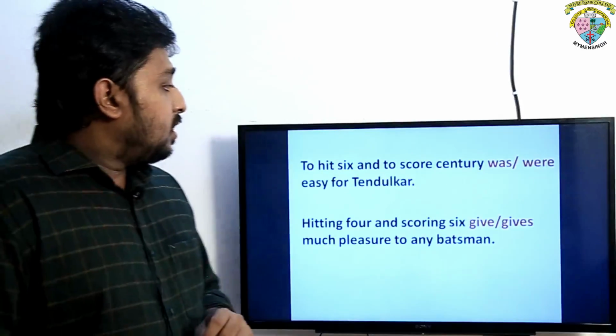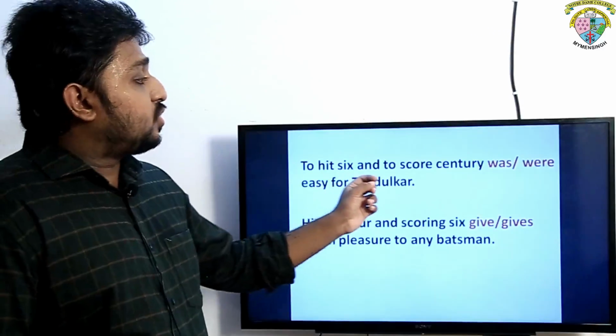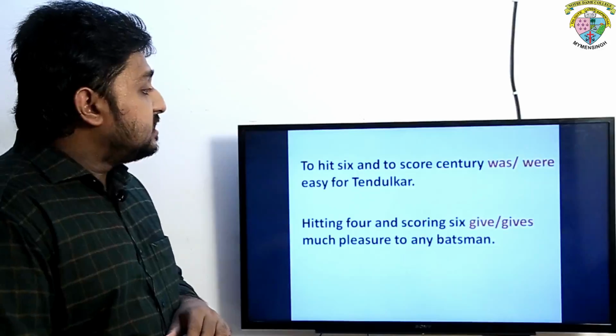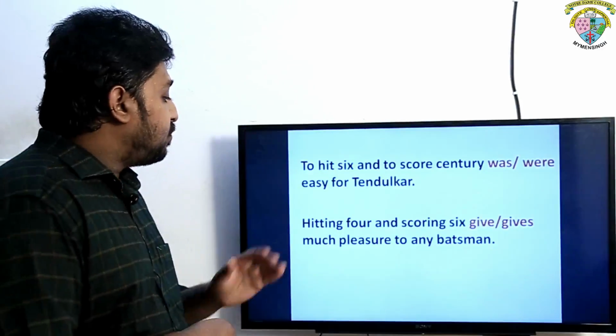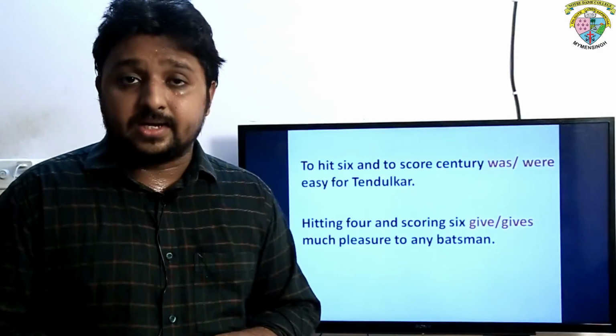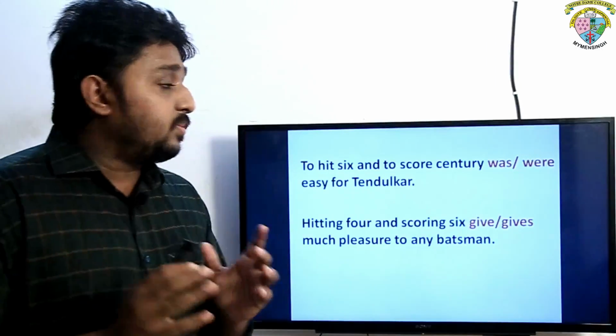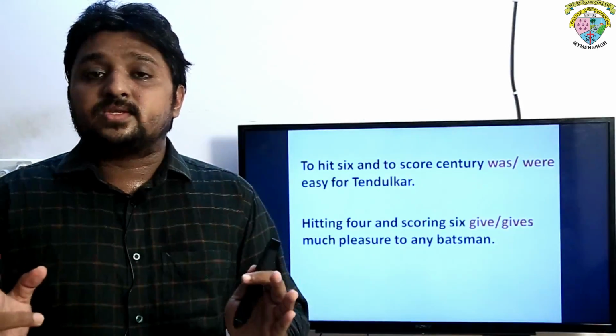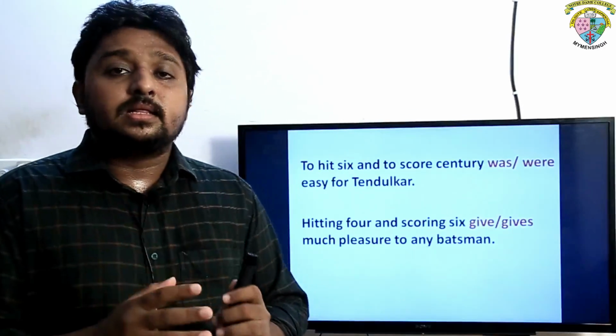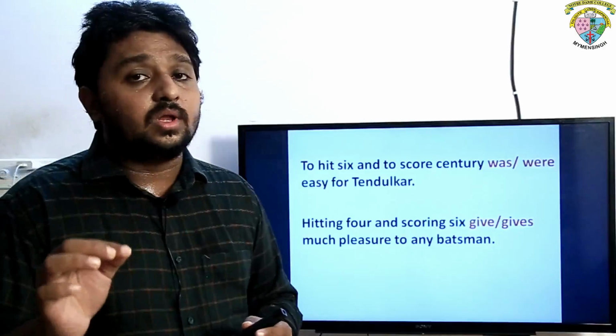So next one: to hit 6 and to score a century was or were easy for Tendulkar. Hitting 4 and scoring 6 give or gives much pleasure to any batsman. So guys, try to get the point actually. When two infinitives or two gerunds are connected with "and," they will definitely take a singular verb.